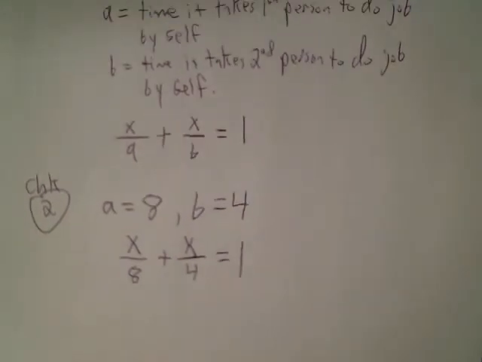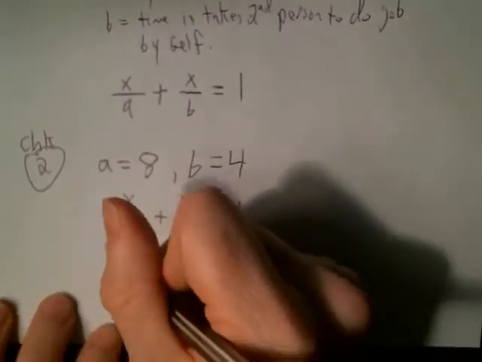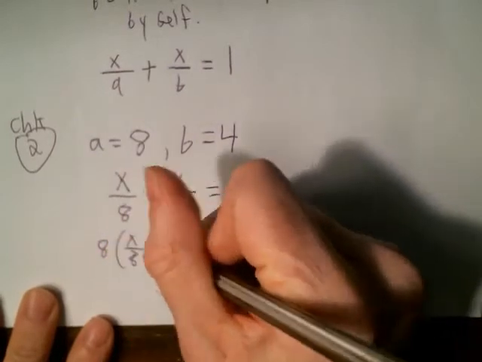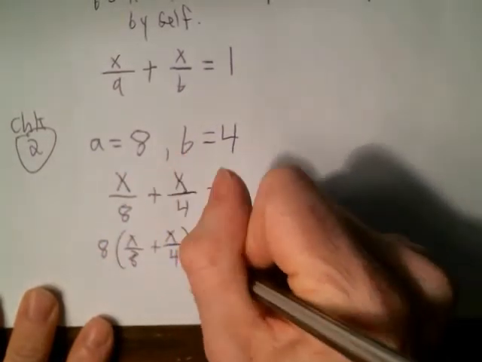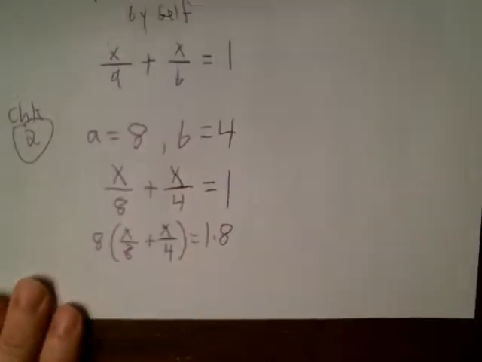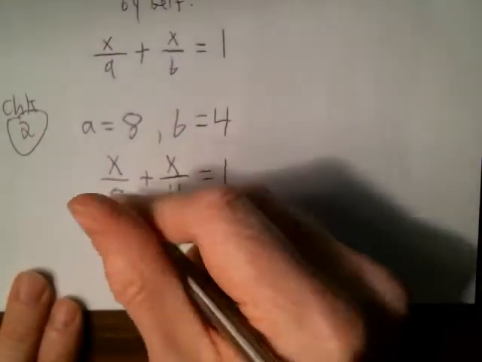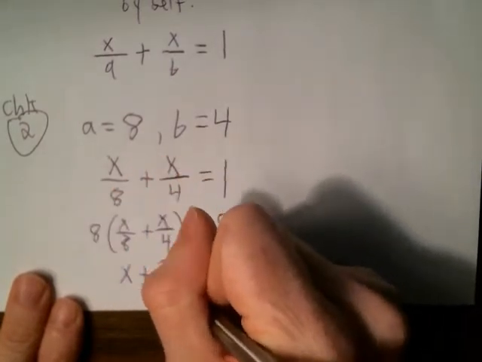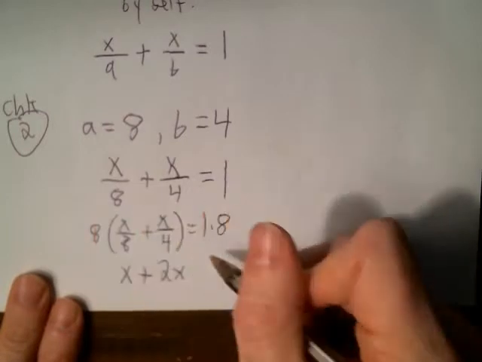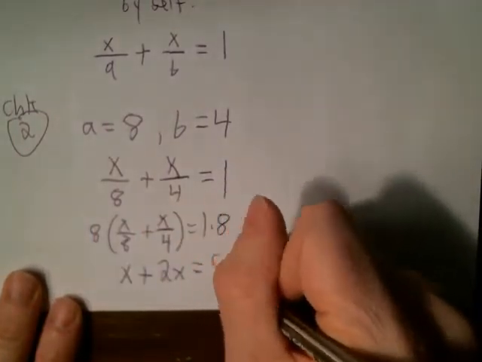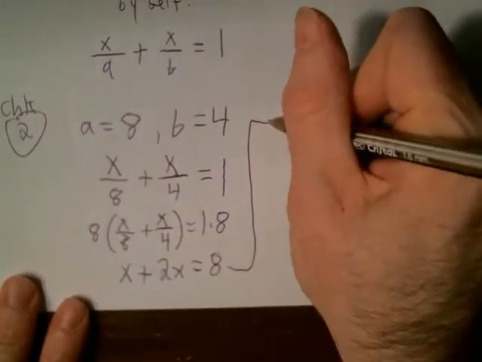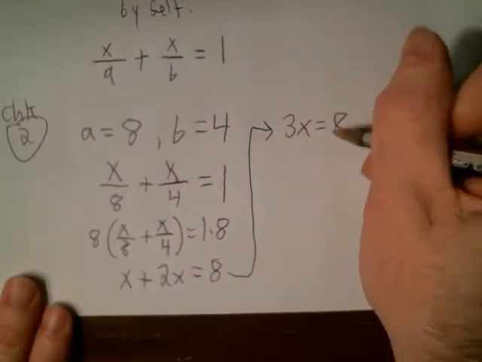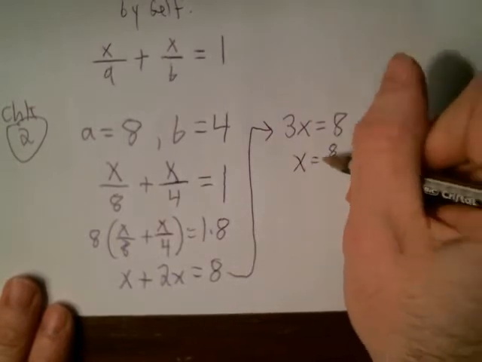You can multiply both sides by the common denominator, so I'll multiply by 8. 8 times x over 8 is x, plus 8 times x over 4 is 2x. 8 divided by 4 is 2, and 2 times x is 2x. And that equals 8. Okay, so 1x plus 2x is 3x, and that equals 8. And then x is 8/3.